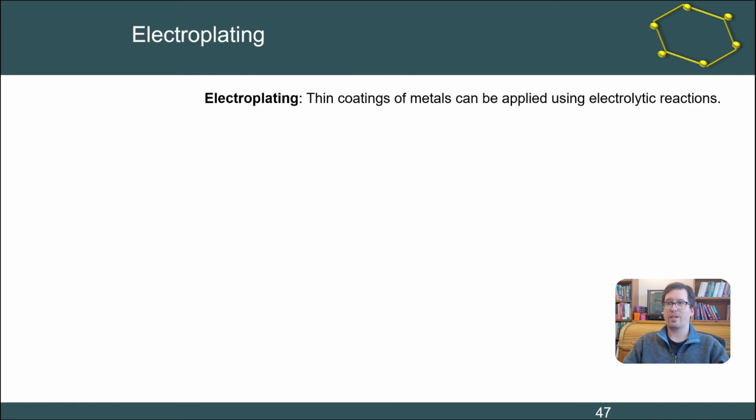So let's look at what we're going to use that for now with electroplating. Electroplating are thin coatings of metal that can be applied using electrolytic reactions. So like chrome plating on, say, your vehicle rims. If you want to plate out chrome, well, we need to take chromium ions in solution, plate them out as 0 valent chrome on whatever material we're after.